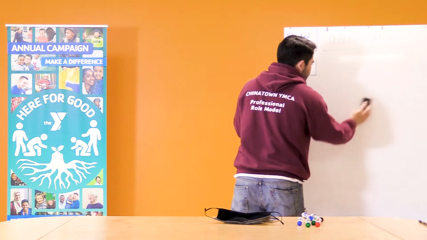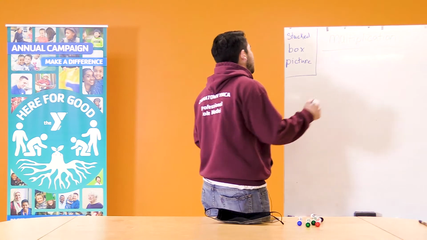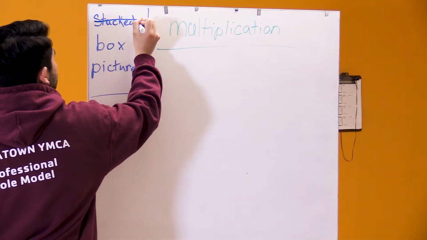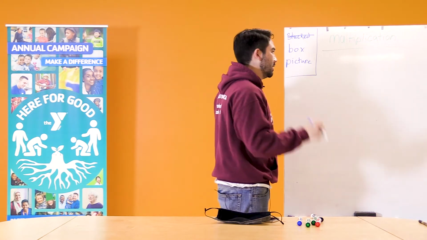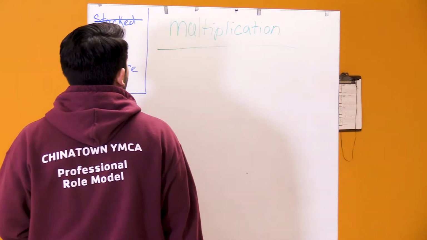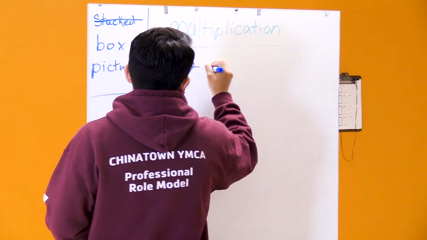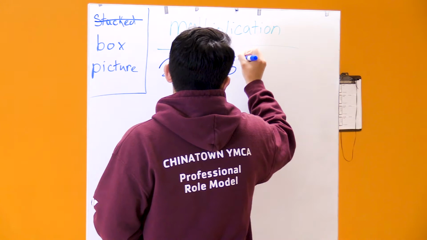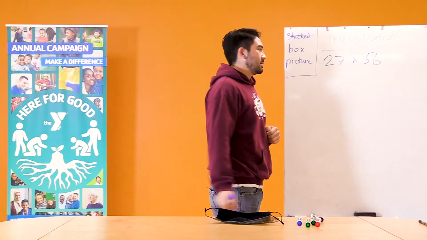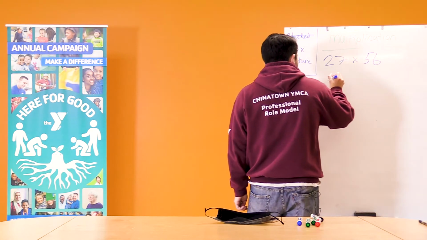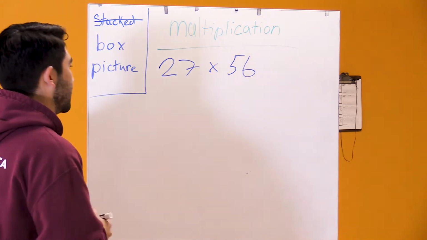Box multiplication is also another effective method for doing multiplication. It might not be as fast as stacked, but I do think that it's helpful in its own way. It'll make sense once we get there. So for this, let's do 27, and we'll do 56. Okay, 27 times 56 is going to be our problem. So let's go ahead and set up our box. I'm going to do it in a different color so that we can see it better.